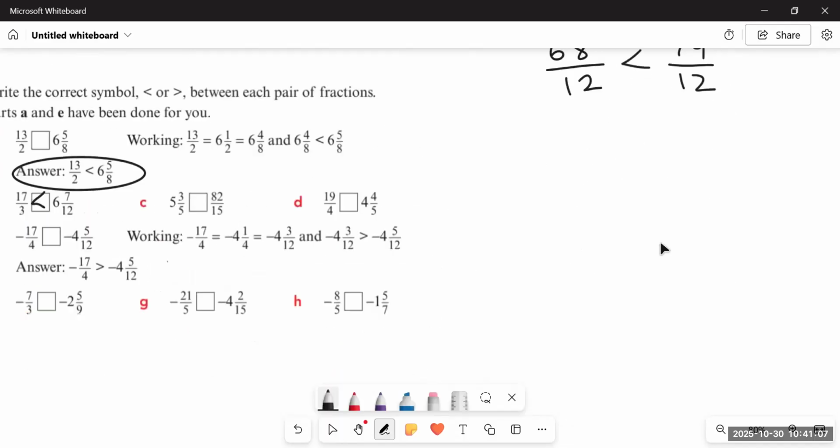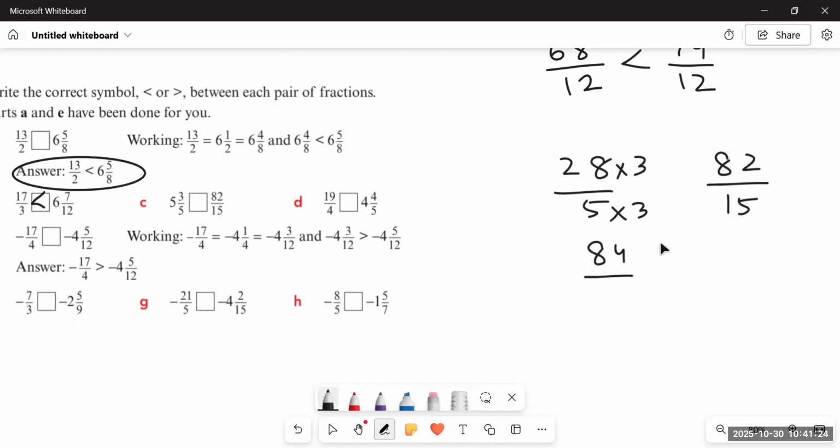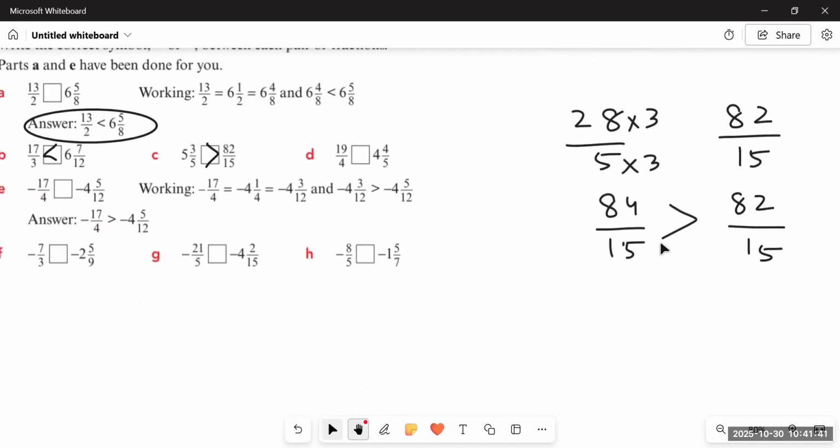Next, we have part C, where it's 5 whole 3 over 5. So 5 fives are 25. 25 plus 3 is equals to 28 over 5. And here we have 82 over 15. So what we will do next, we will multiply 5 by 3. So 28 multiplied by 3 is equals to 84. And here it's 82. Which one is greater? Of course, 84. This one would be greater. Now, you can check that if you multiply 15 by 5, so that's 5 whole 7 over 15. 9 over 15 is greater than 7 over 15.